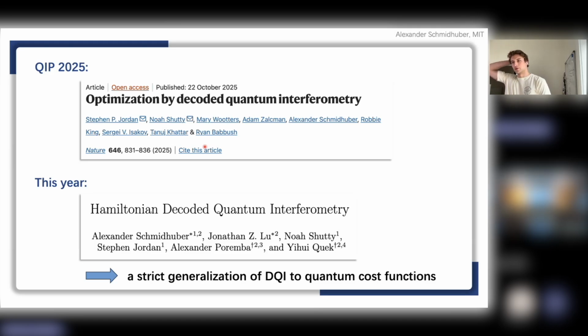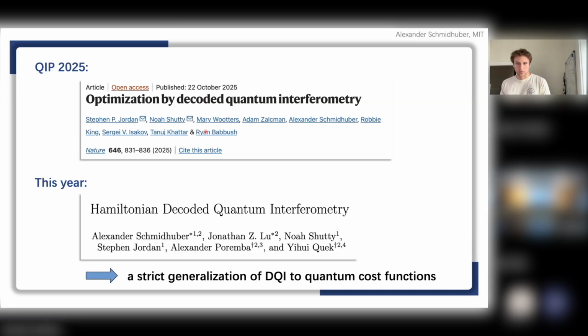Okay, let me give a one slide summary of what I'm going to talk about. You might have seen our related paper from last year, Optimization by Decoded Quantum Interferometry, or optimization by DQI, with a different set of authors, but also including Stephen Jordan and Noah Shutty, where we introduced this new kind of quantum algorithm, DQI, which tries to tackle classical optimization by reducing it to classical decoding. I'll explain more about this in a second.